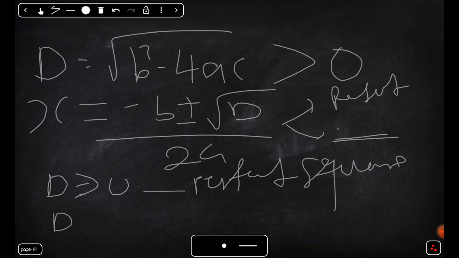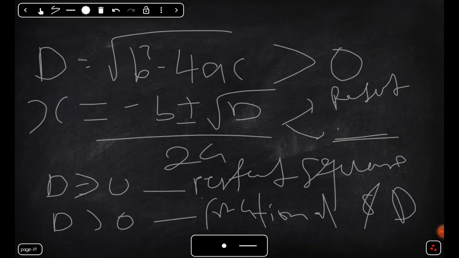So it's either going to be what? Also irrational, right? And also what? Distinct. That's what we're going to obtain. So this is the first phase of this theory of quadratic equation. Now we'll take an example. Let's take a first example.